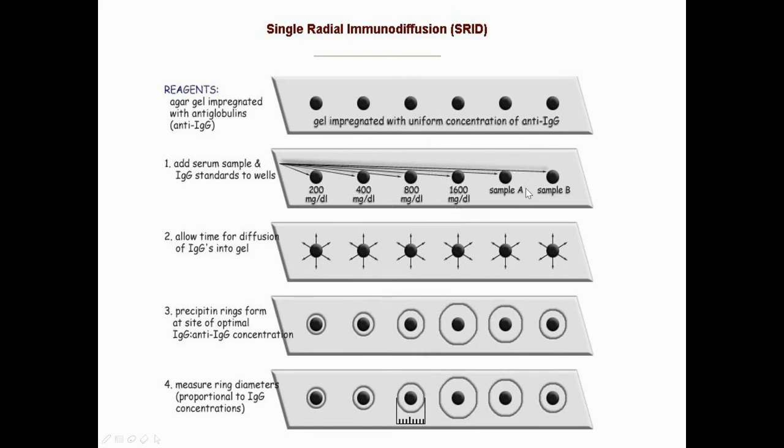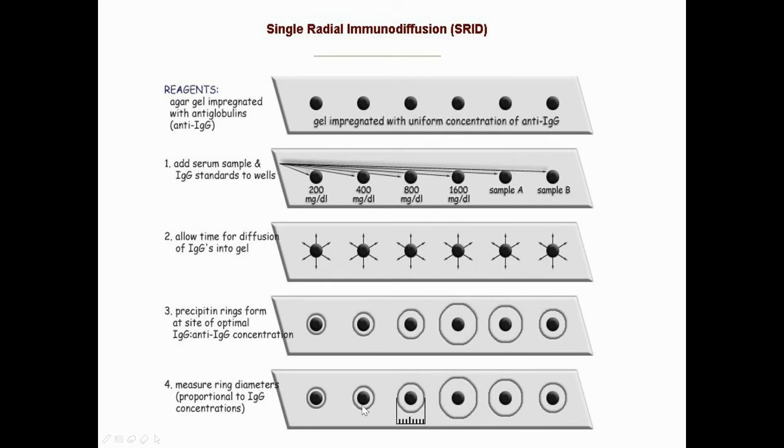And then finally we'll be keeping that sample A. Sample A is nothing but the test sample, and sample B is nothing but the second test sample. Then we'll be allowing it to diffuse into the gel. After diffusing into the gel, you can see it like this. Then there will be a reaction between that antigen and antibody, which will lead to the formation of a precipitant ring.